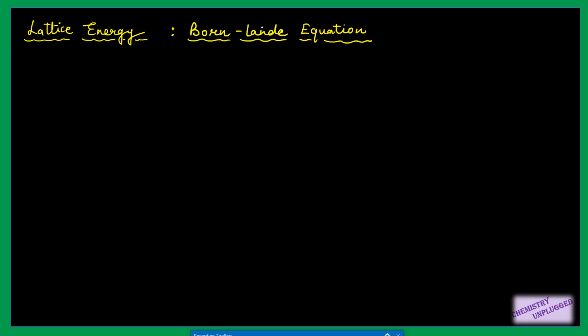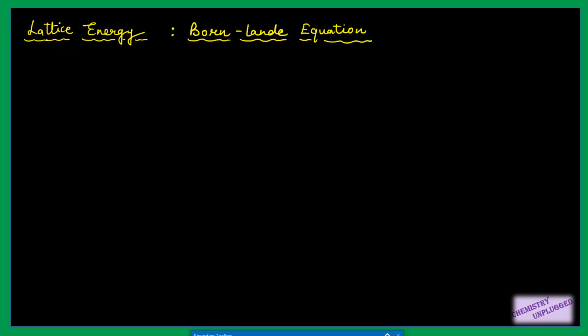Then we will move on to the polarization or generation of covalent bond. We all know about Fajans rule, but I will take some important questions, and using these questions you will easily understand what is this polarization effect. Right, so first thing is lattice energy, and we will discuss how we can generate this Born-Lande equation.